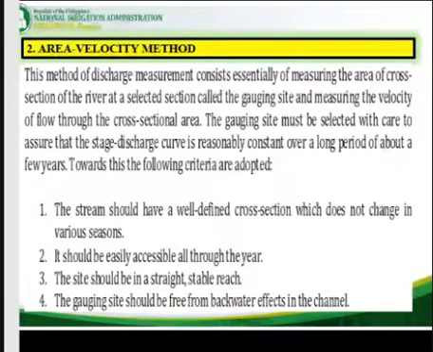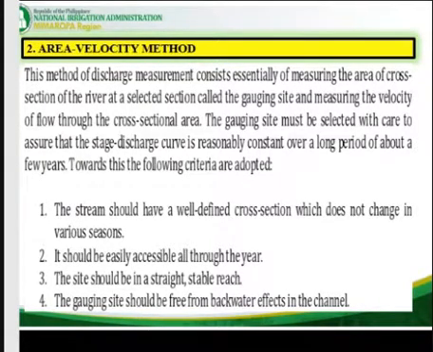Toward these, the following criteria are adopted. 1. The stream should have a well-defined cross-section which does not change in various seasons. 2. It should be easily accessible all through the year. 3. The site should be in a straight, stable reach. And 4. The gauging site should be free from backwater effects in the channel.